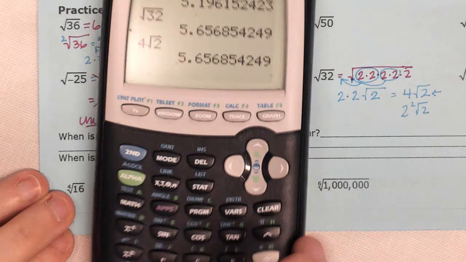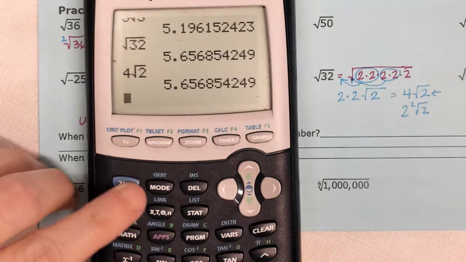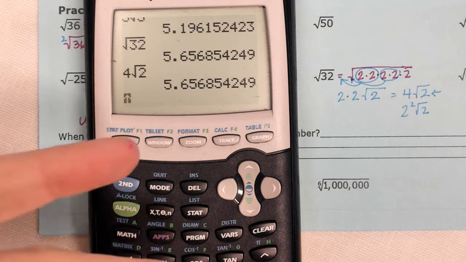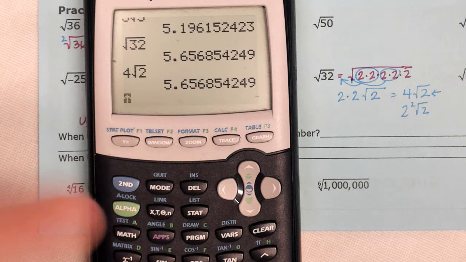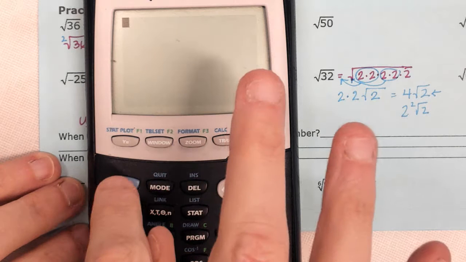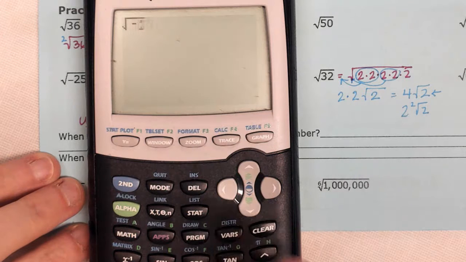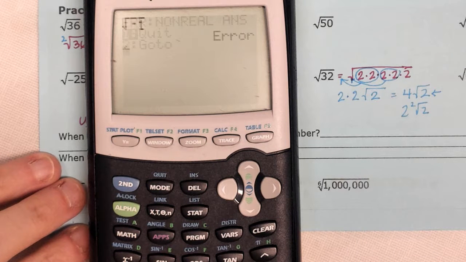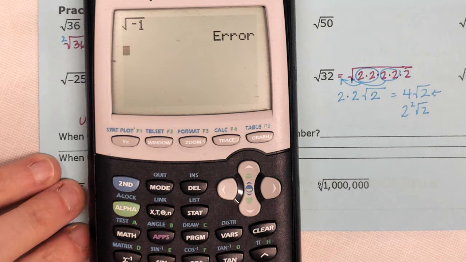So I'm going to use the square root of 1. Well, okay, so you know that 1 times 1 is 1, right? So I can take the square root of 1, I can take any root of 1 and get 1, okay? So what about the square root of negative 1? It's error, non-real answer. Now, let's try something else.